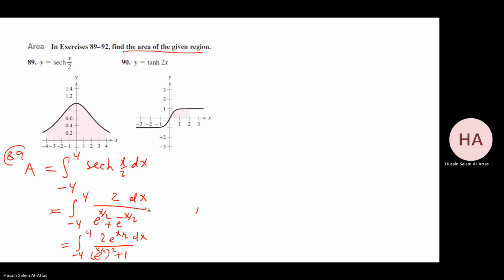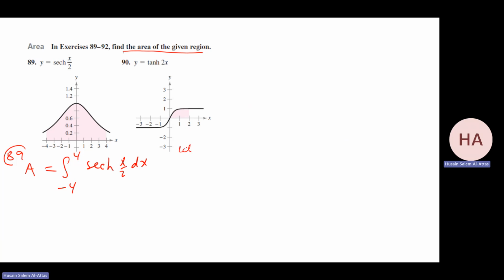You know what? Let me make it in a better shape from the beginning here. I let u equal x over 2. du will be half dx. So I need half and 2 outside. So that will be 2 times the integral from -2 to 2 of secant hyperbolic u du. Yeah, that will make it easier.